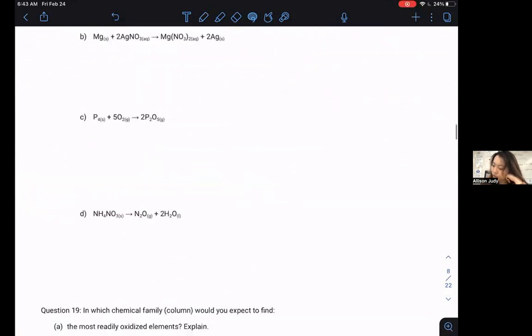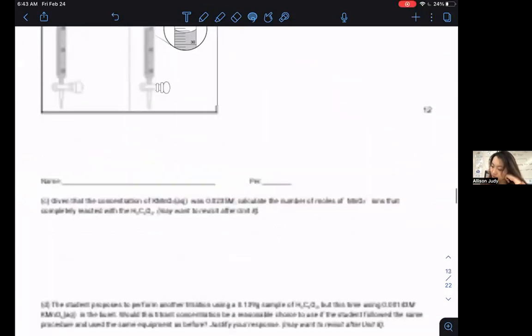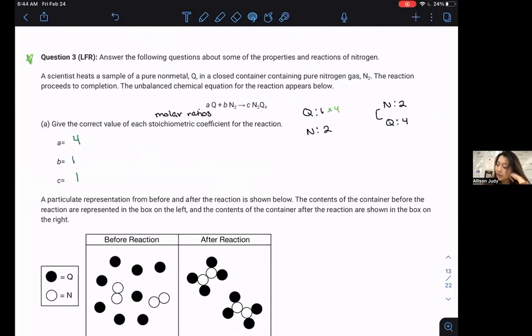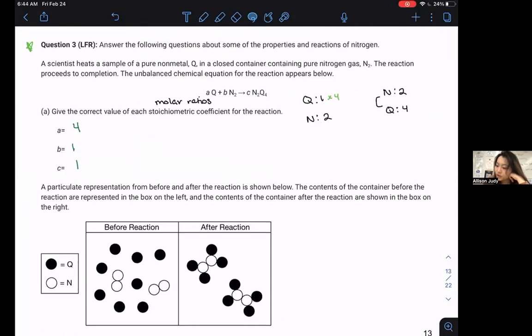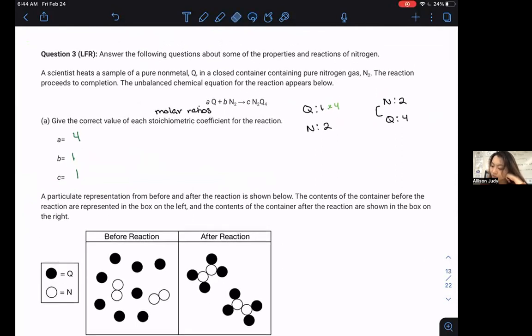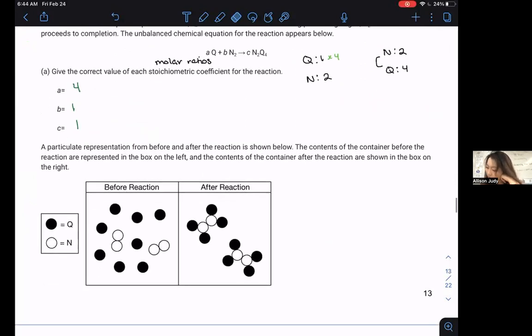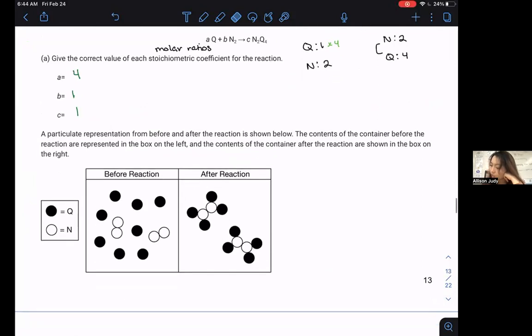So we're gonna do a part of AP, one long FRQ, which is of course 23 minutes, worth 10 points. And then we're gonna do, I think, a full short. So I'm gonna pick up where I left off with question 3. We've determined our molar ratios already, and now we're asked to look at the particulate diagram. A particulate representation from before and after the reaction is shown below. The contents of the container before the reaction are represented in the box on the left, and the contents after the reaction are shown in the box on the right.